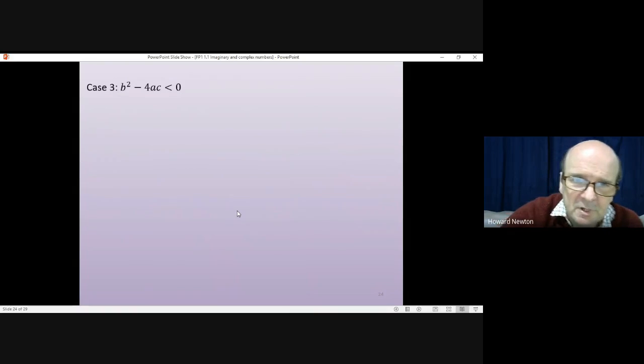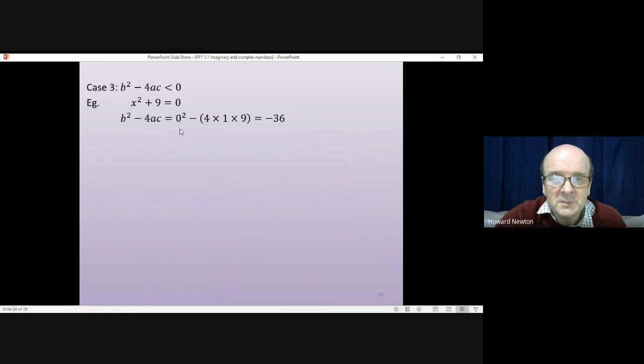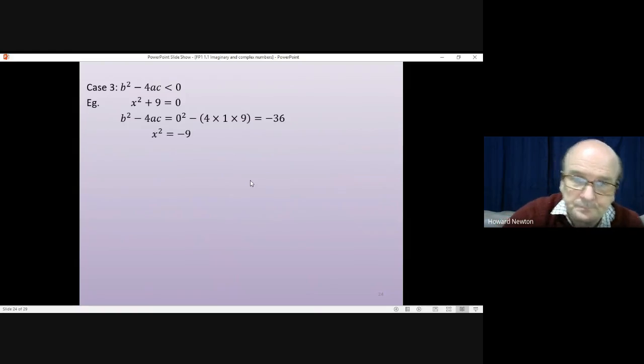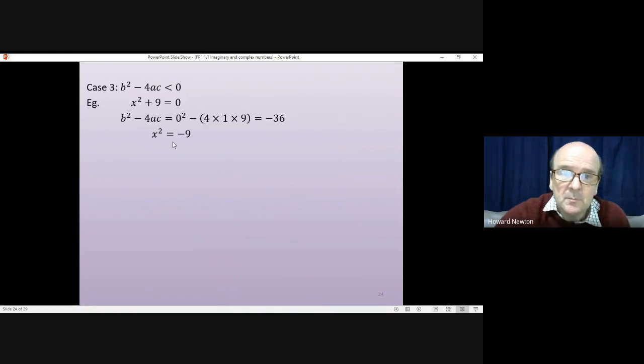But it's the third case that we're interested in, where the b squared minus 4ac is negative, where it's less than 0. Now, for an example, we'll just look at an extremely simple quadratic equation, x squared plus 9 equals 0, where b is equal to 0 because there is no x term. So b squared minus 4ac would equal 0, take away 4 times 1 times 9, which is minus 36. Again, the significant thing there is that it's negative. Now, if it's negative, we will still get 2 solutions, but just going back to the equation can easily be simplified in this case because there is no x term.